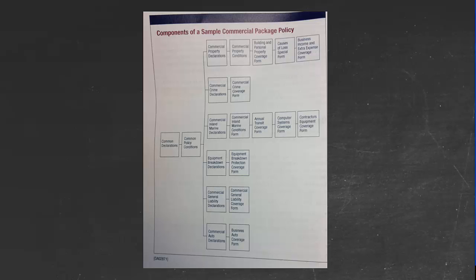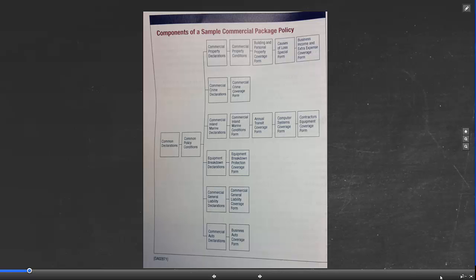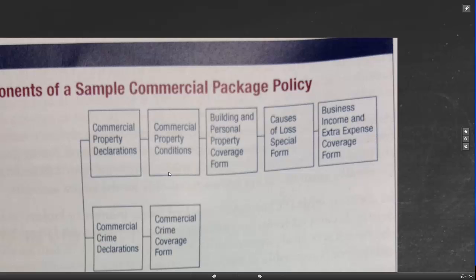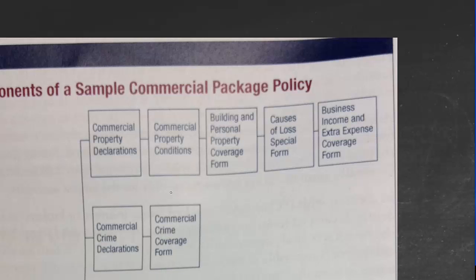But before we do that, let's go back to our components of a sample commercial package policy and look at where we are in context. Remember that in the first chapter, we discussed a little bit about the declarations page of the commercial property policy and the commercial property conditions. An insured that's purchasing personal property is going to purchase all or some of the building and personal property coverage form. In addition to that, they need to also purchase a cause of loss form.